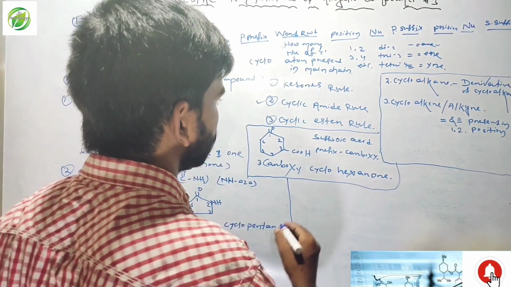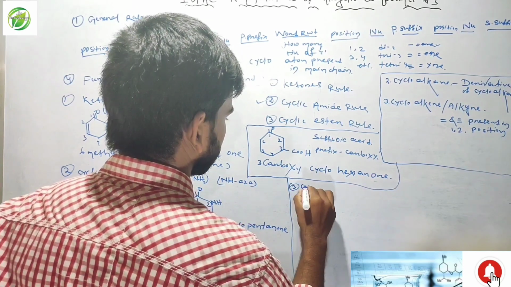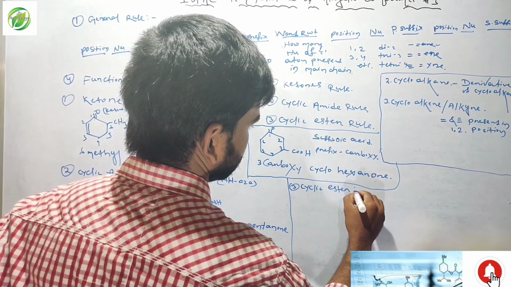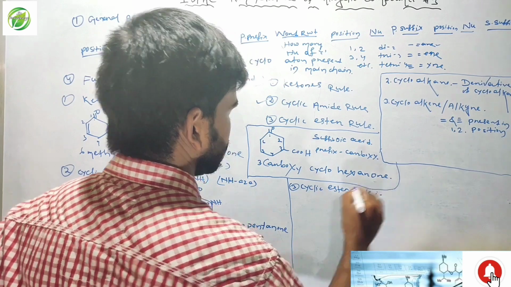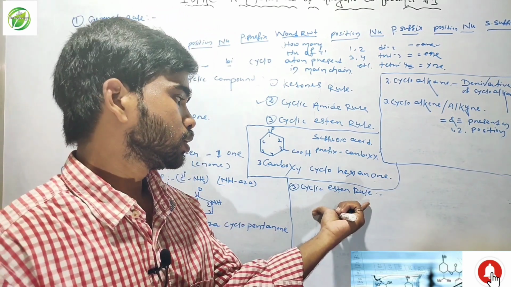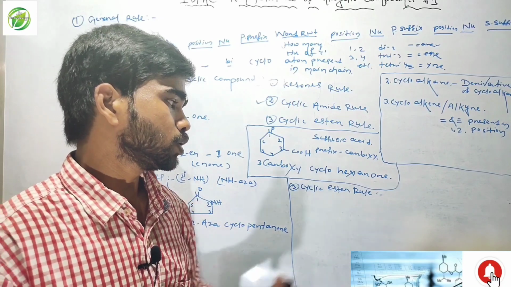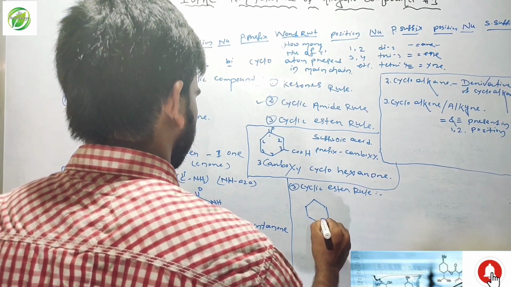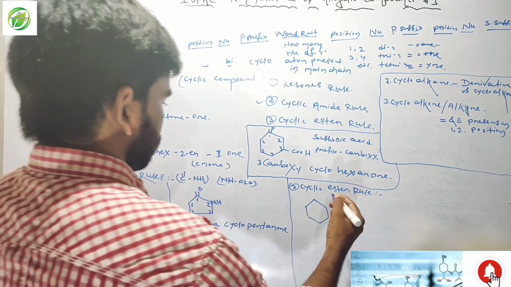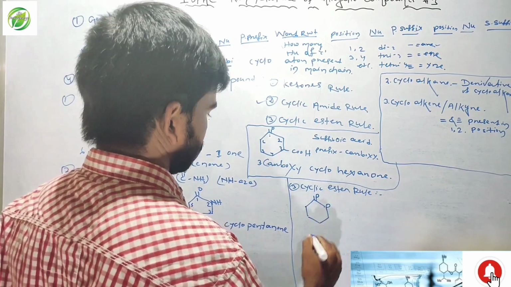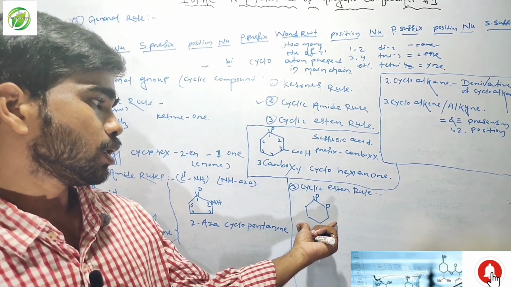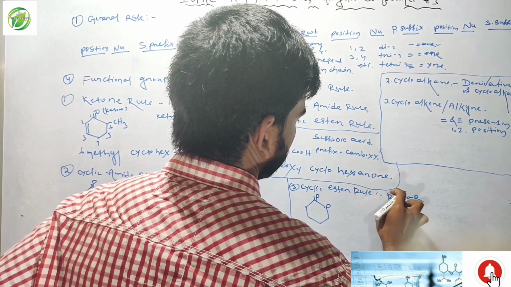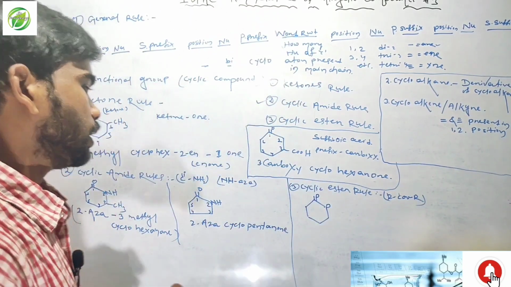The third is cyclic ester. In this rule we always start numbering from the ester position. Let's try to understand with the help of examples. Friends, this is an ester. This is an ester group.